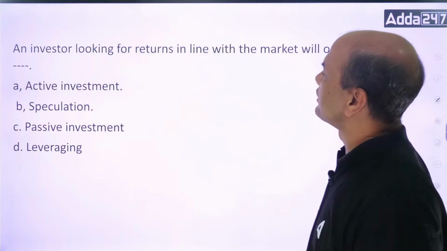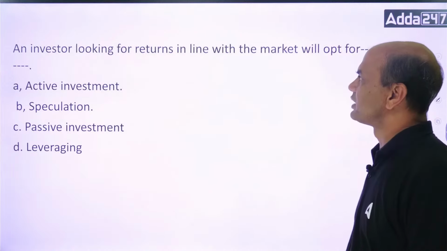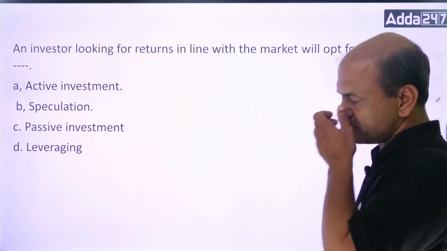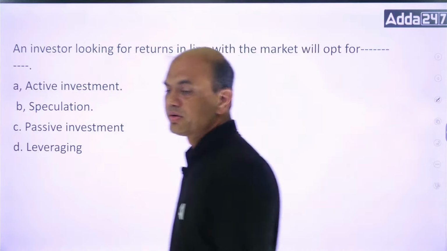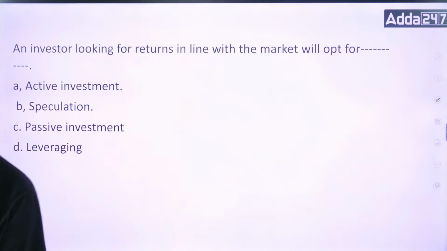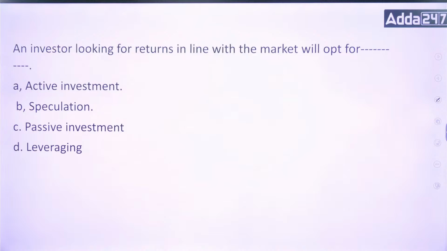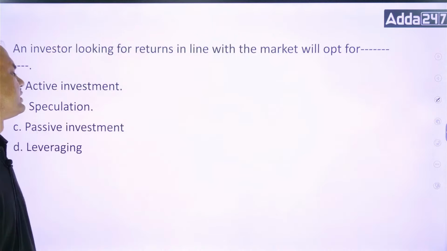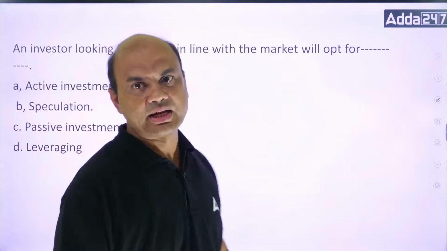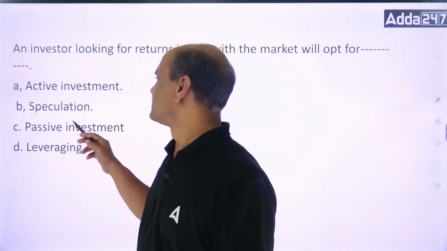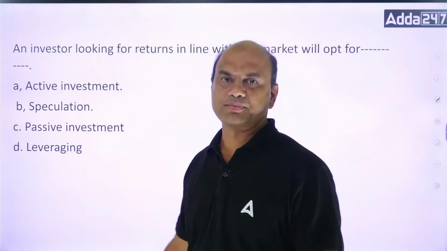An investor is looking for returns. An investor looking for returns in line with the market will opt for. So whatever this customer wants with respect to the market, in line with the market, it is called as what? Active investment, speculation, passive investment, or leveraging. What is it called as?